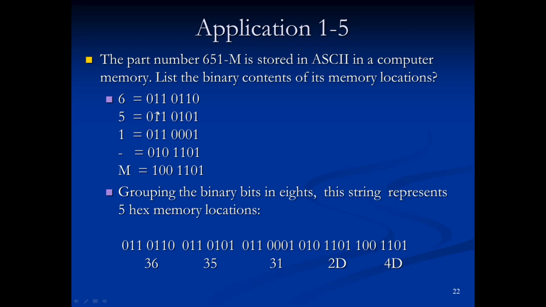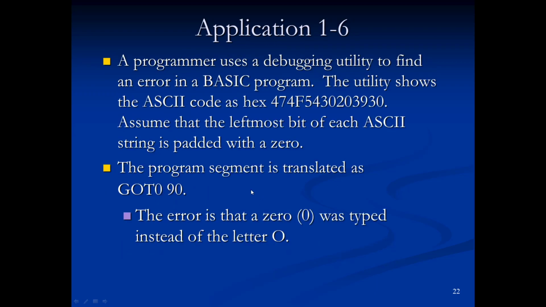So that's how you would figure that out. So then once we establish each individual character's value, now we can put all the bits together in sets of 8, not 7. So we just add leading zeros to each of these values, and it's all just a consecutive string of bits to represent that 651-M part number. So that's how we can use ASCII.